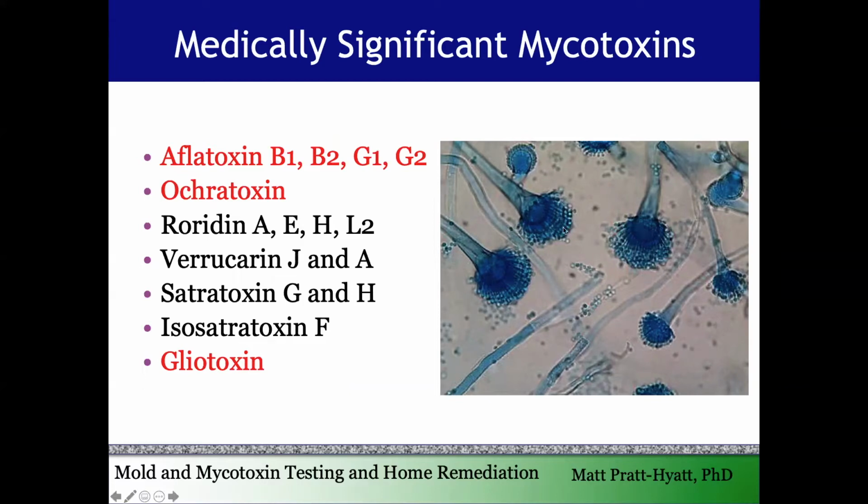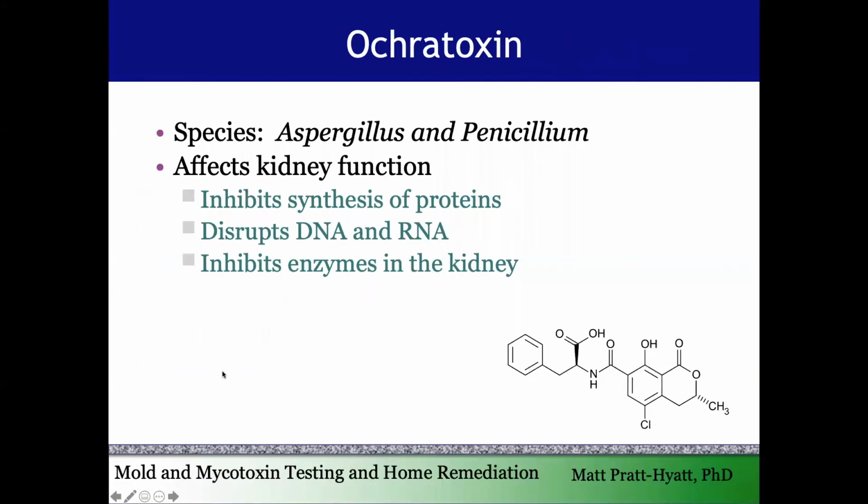And all of these produce significant mycotoxins that you're going to see over and over again. The aflatoxin, which has four main types, ochratoxin, veridin, varicarin, satrotoxin, isosatrotoxin, and gliatoxin. By far, the most common one that you're going to see here is ochratoxin. It's produced by Aspergillus and Penicillium, and it can affect the kidneys. It can cause inhibition of synthesis of proteins, which can disrupt DNA and RNA. It can inhibit enzymes in the kidney.